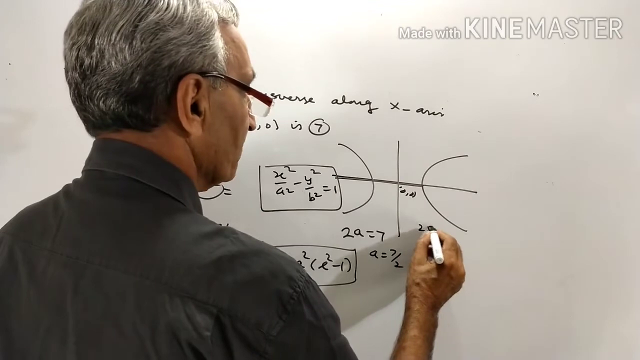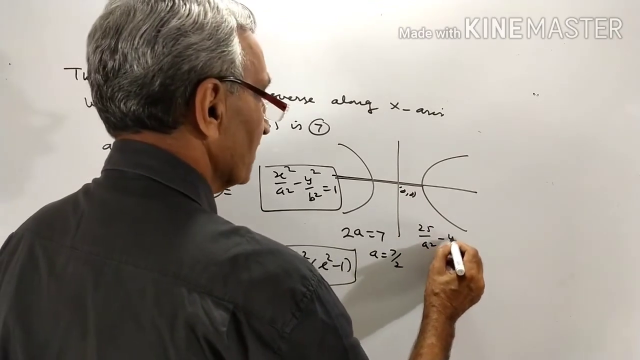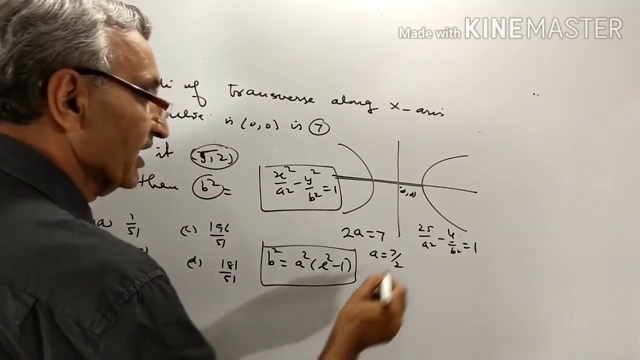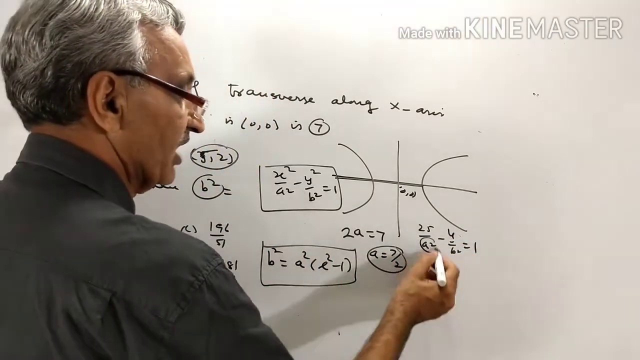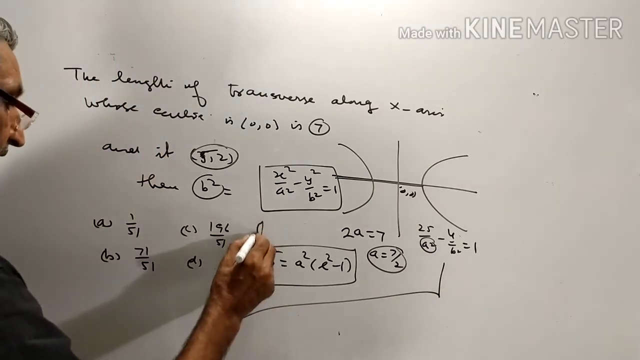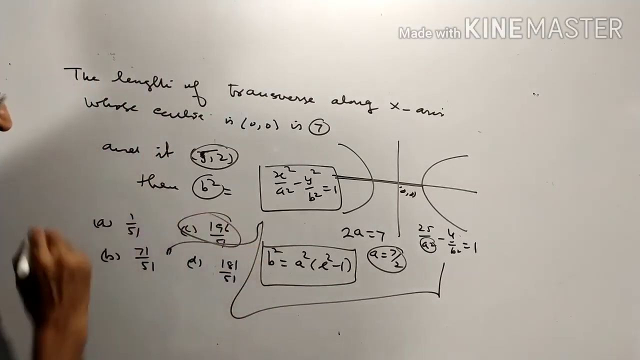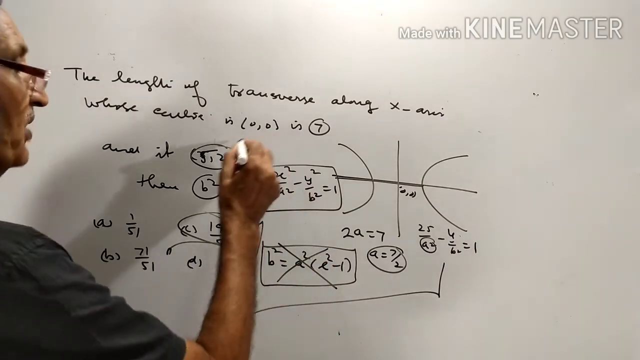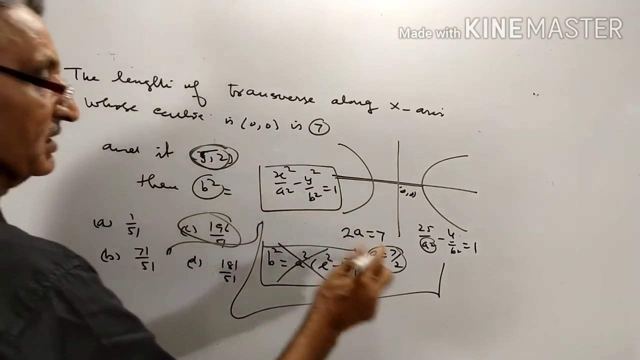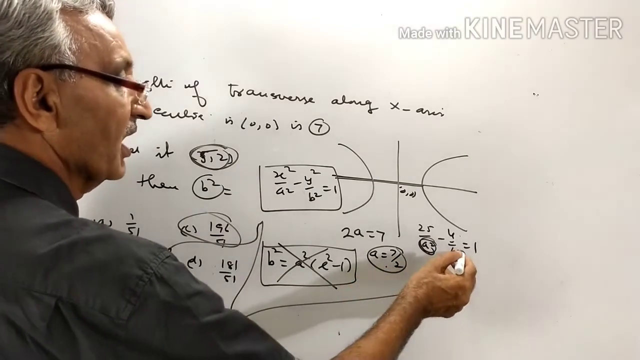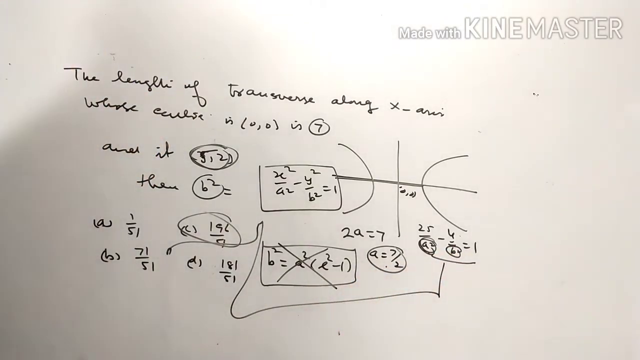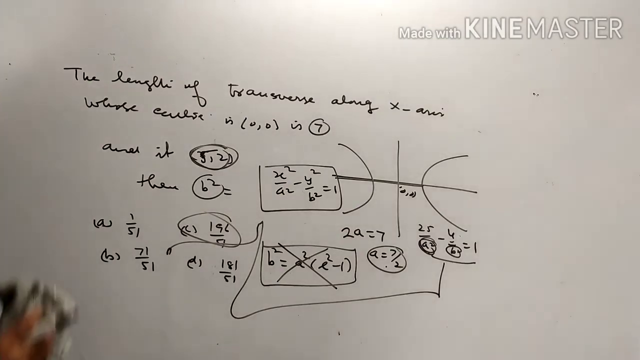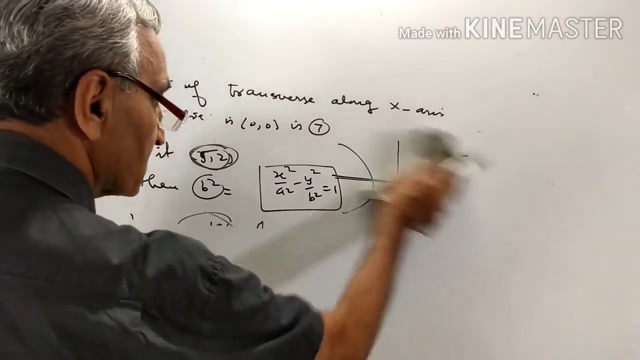It means 25 by a square minus y square by b square, y means 2, 4 is equal to 1. I know the a value. I put the value here and simplify. Its answer will be 196 upon 51. There is no need to do more, because this point passes through 5, 2, and I put it here and solve for b square. Nothing like that. I will get it. You can do this yourself. Very simple to go.